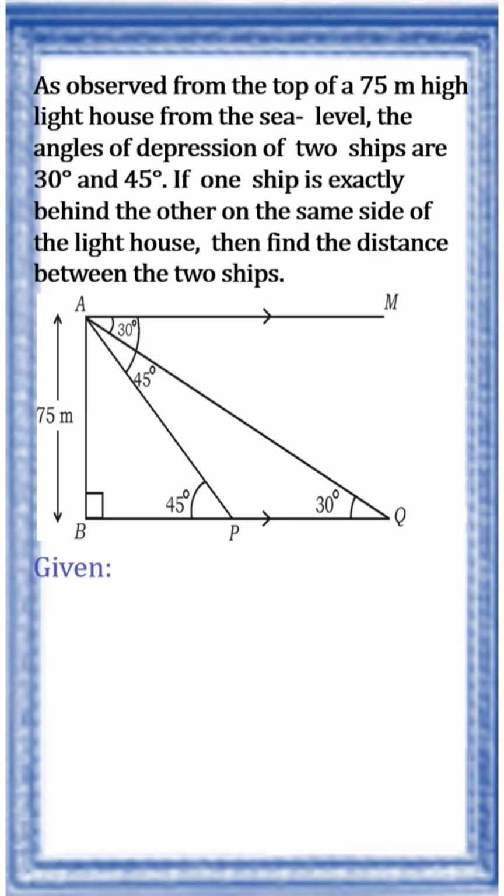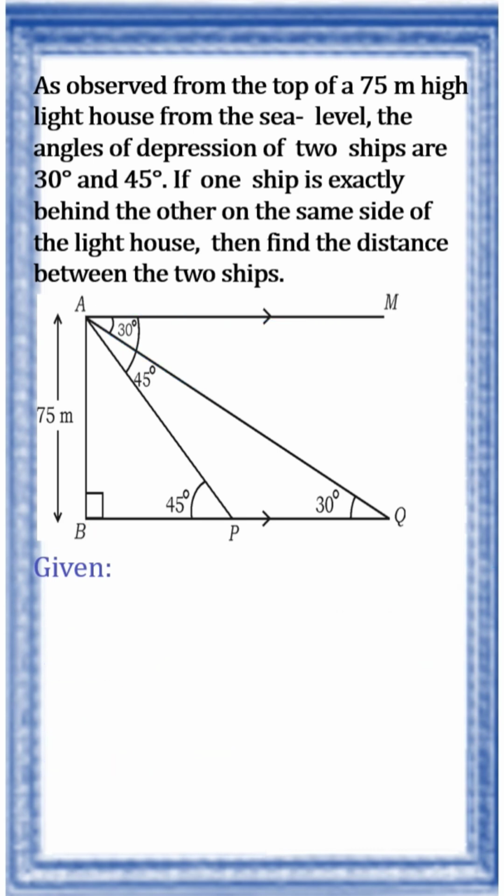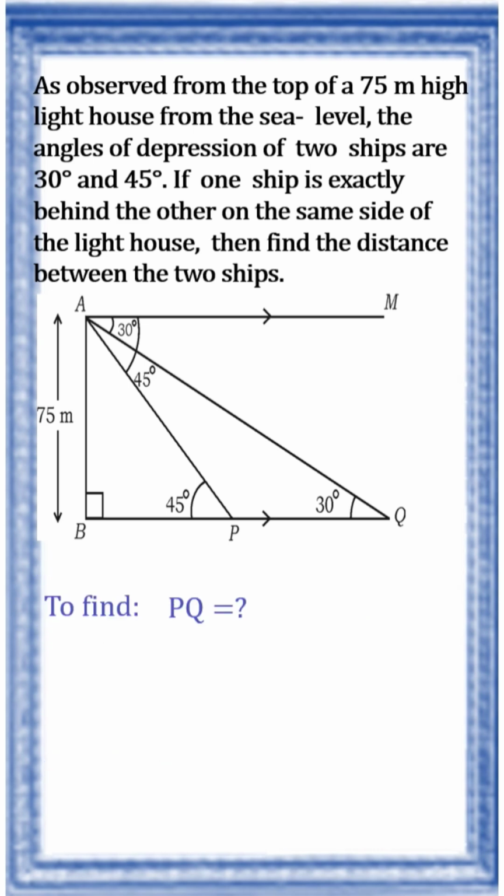Now what has been given here? The height of the lighthouse, that is 75. Let AB be the lighthouse. Its height is 75 meter. The angle of depression from A to Q is 30 degree. So angle AQB is equal to 30 degree. The angle of depression from A to P is 45 degree. So angle APB is 45 degree. To find PQ, the distance between the ships. From the figure, PQ is equal to BQ minus BP.